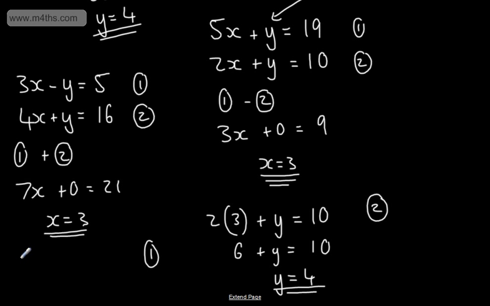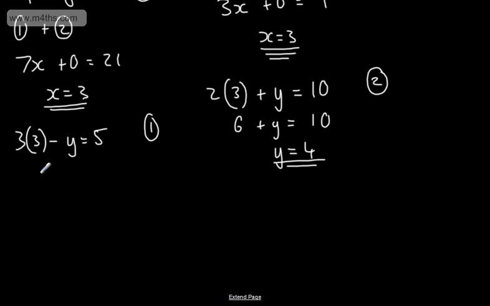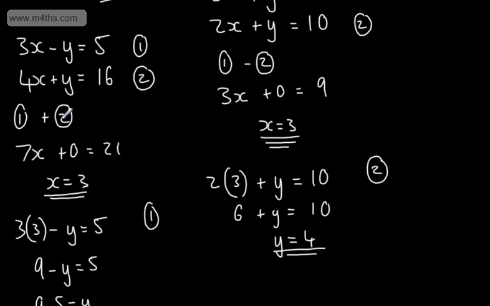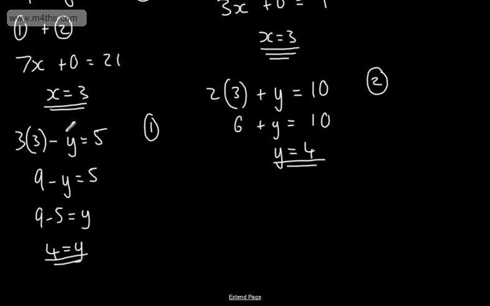So let's put it in the first one. 3 lots of x, when x is 3, minus y is equal to 5. Looking at it, the algebra is probably slightly easier on the second one, but it really doesn't matter. So 9 minus y is equal to 5. Subtracting 5 from both sides and adding y, we can see that y is going to be equal to 4. We need to check that that works for both equations. We could see this anyway. If we put it back into this one, 4 lots of 3 is going to give me 12. 16 minus 12, y is going to be equal to 4.